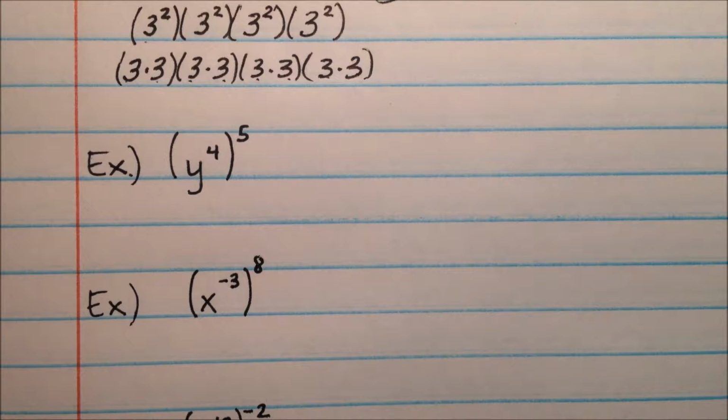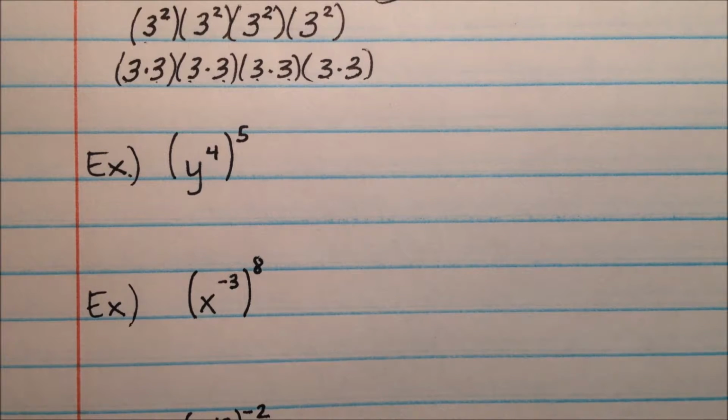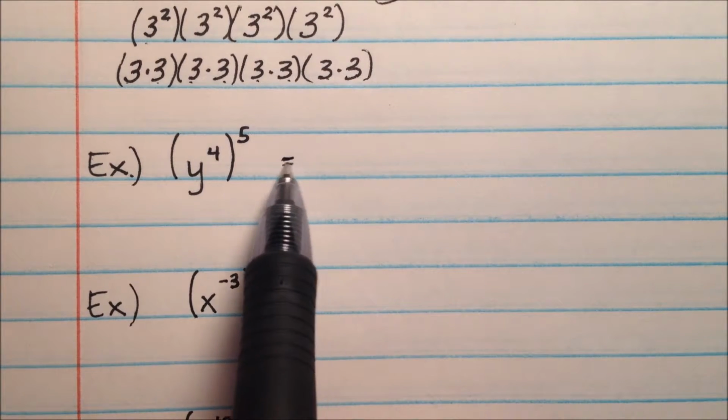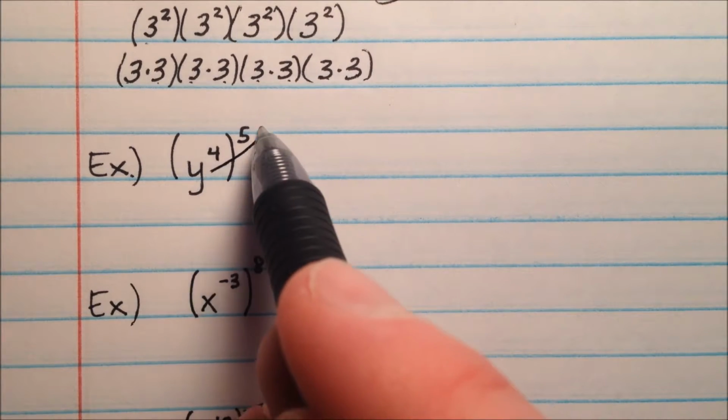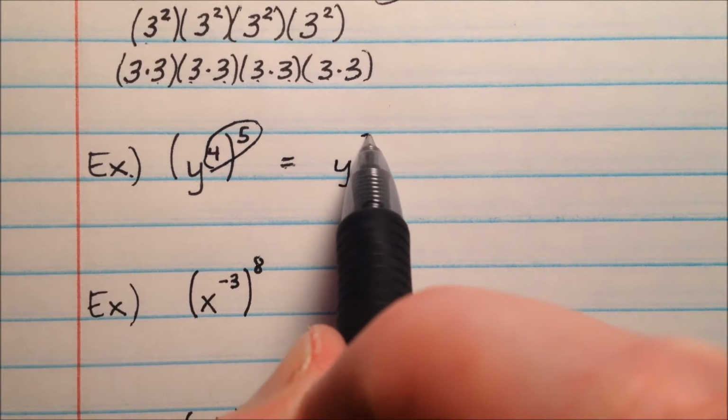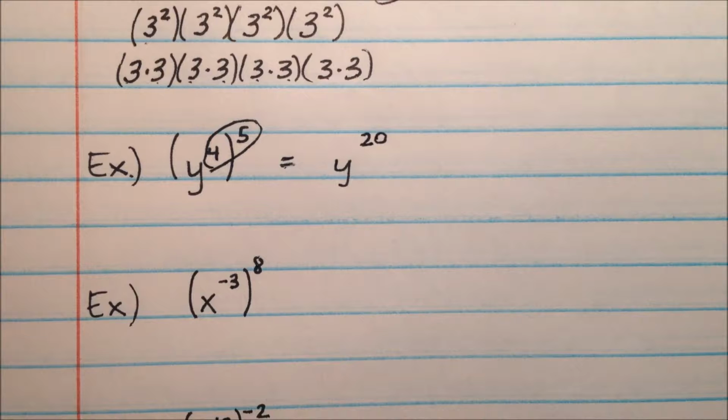Moving right along, let's look at a few examples of the power rule whenever we're using variables instead of numbers. In this first one, we have y to the 4th, and that whole thing is raised to the power of 5. By using the power rule, we're going to take this 4 and the 5 and multiply them, and we're going to get y to the power of 20. And that's our final answer.